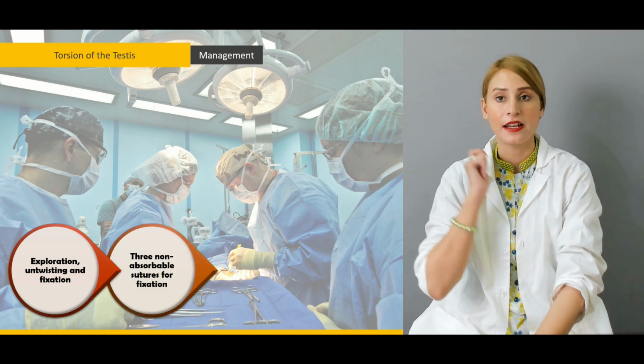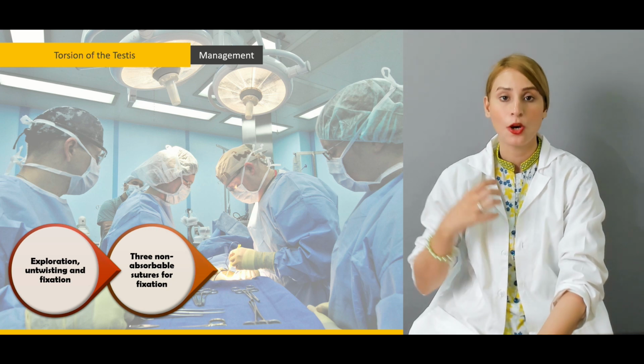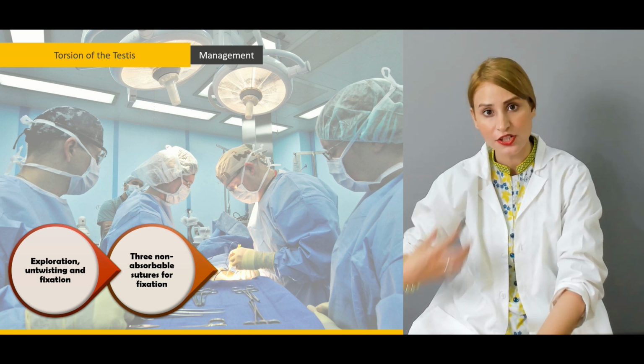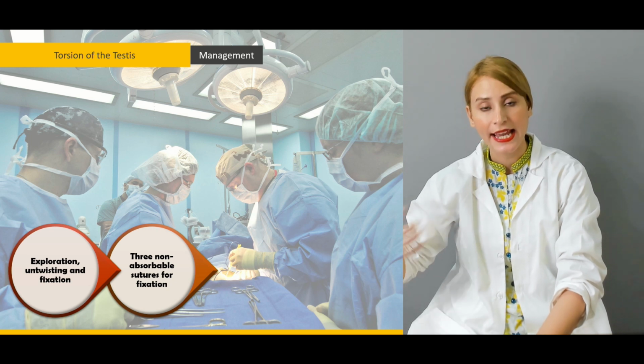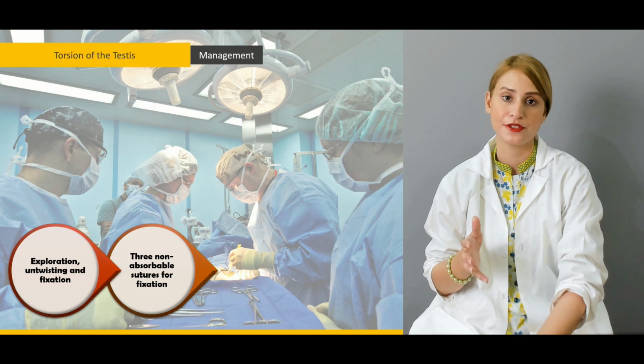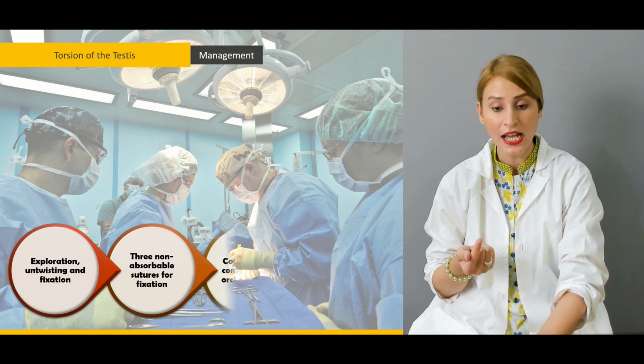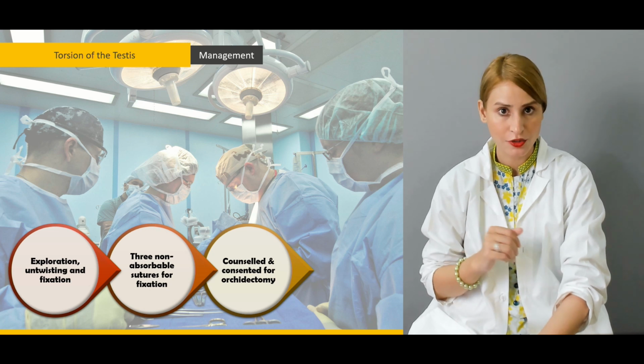So the management for the torsion of the testes is immediate surgical exploration, untwisting, and then fixing the testes. This fixation of the testes is in the scrotal pouch, and you do the dissection in a facial plane, and you fix the testes with three non-absorbable sutures with the dartos fascia, right? So this is something very much important.